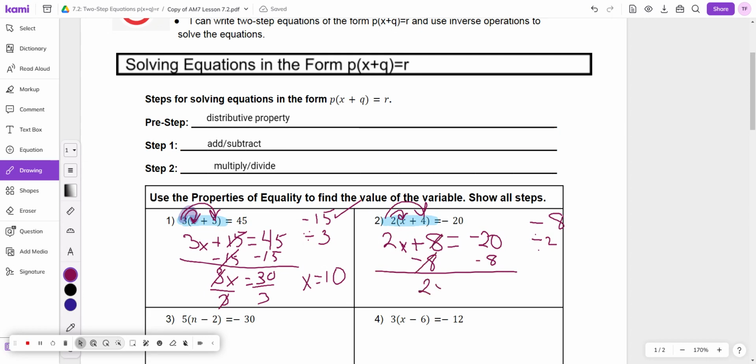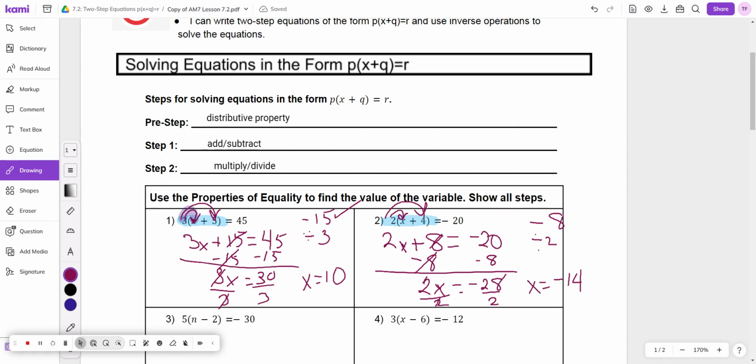That gives me 2x is equal to negative 28. I know that's negative 28 because with two negatives, I'm adding the two numbers. Divide both sides by 2, and that gives me x is equal to negative 14. A negative divided by a positive means my answer is going to be negative.